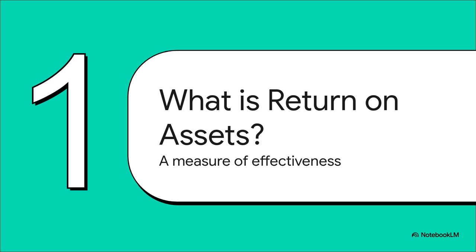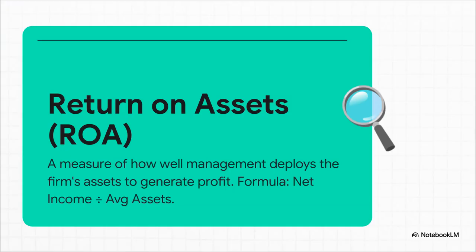Return on assets really gets to the heart of how effective a management team is. It answers a simple question. For every single dollar the company has tied up in assets, how many cents of profit is the team squeezing out of it? It's basically a report card on how well they're using the tools they've been given. Here it is, the official definition you'll want to lock away. ROA is a measure of how well management is using the company's assets to make a profit.